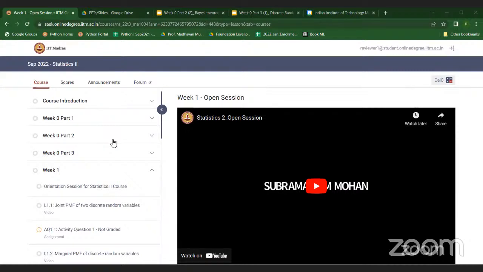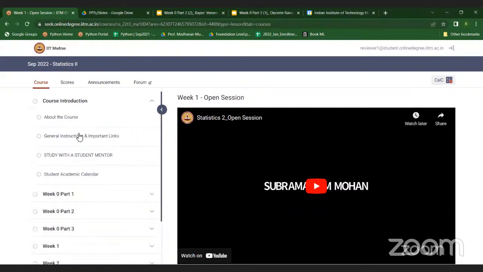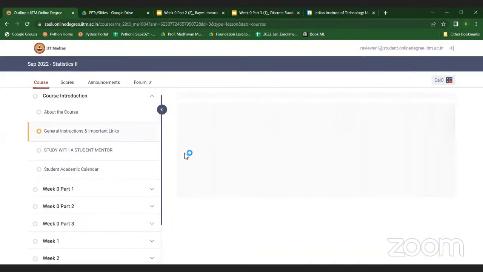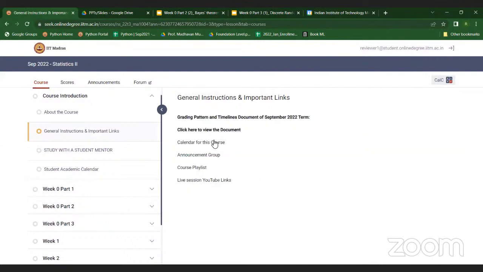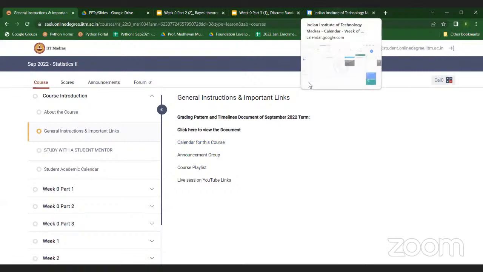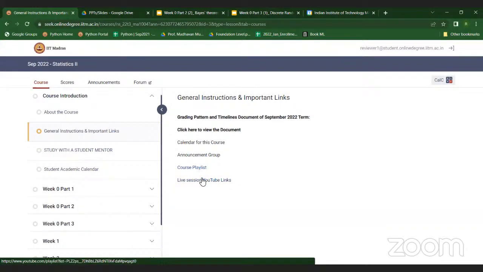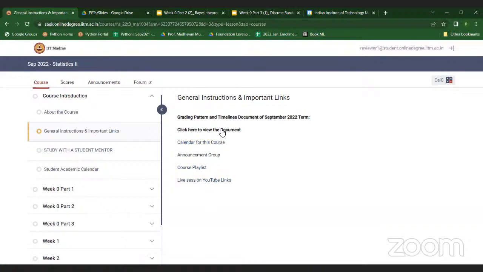Sir, what is file handling? Yes, so in the course introduction, you can see the general instructions and the important links. This is the calendar. If you add this to your Gmail, you'll receive notifications whenever you have a live session. The announcements will be there, and you could have them here also. Then the course playlist is the YouTube videos. These are the live session YouTube links for the current term live sessions that are going to happen. You can get the YouTube links here and go through each of them. And this is for the grading pattern.